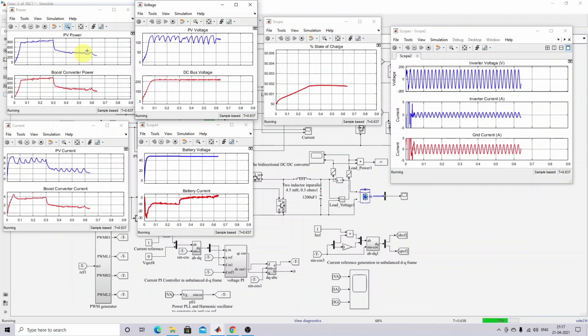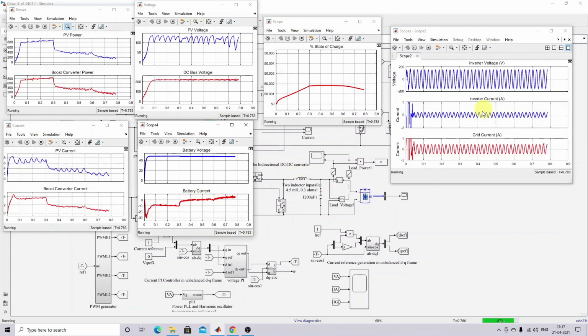Now we can see that after 0.6 seconds the irradiation changed from 500 to 300. Because of that, the PV power also decreases because of the decreasing irradiation. Then you can see the battery current change from 0 amps to the positive direction. That means the battery goes into discharge mode, because the power level in the PV is not enough to supply the load. Here you can see that the SOC is decreasing, because the battery is in discharging mode.